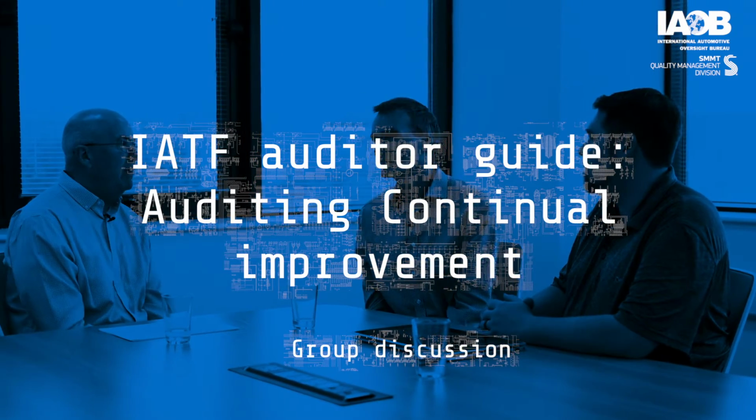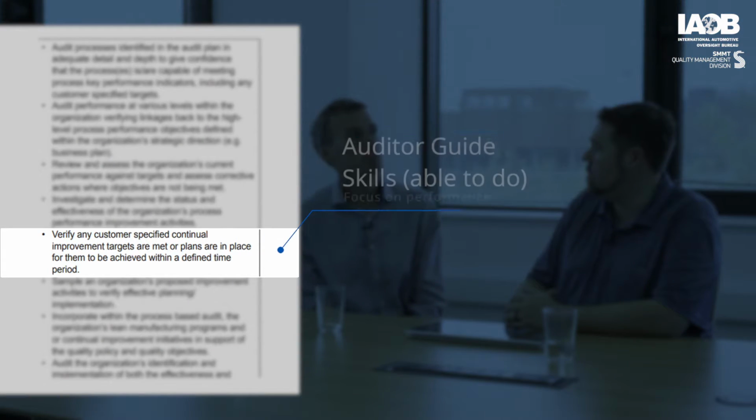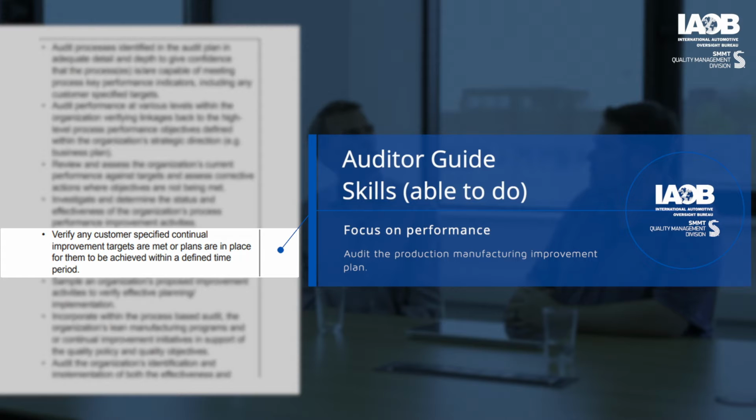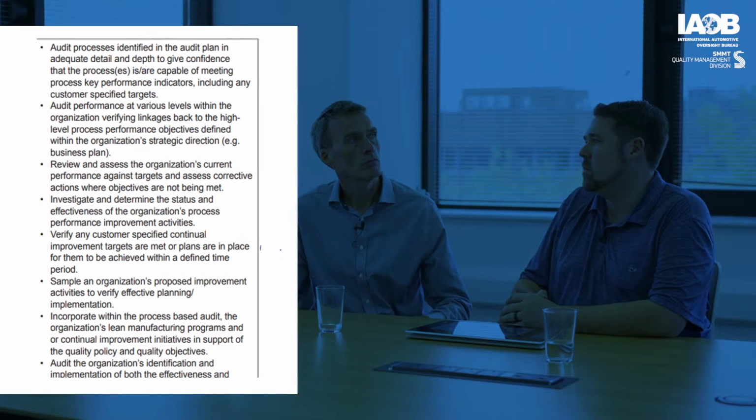We're continuing the theme on the IATF Auditor Guide, particularly under the process approach and risk-based thinking, the competency that focuses on performance. I was interested in reading the guide that one of the skills is to verify any customer-specified continual improvement targets, and are the targets being met? And if they're not being met, are there plans in place to achieve them within a defined time period? So here we're not necessarily talking about customer concerns.